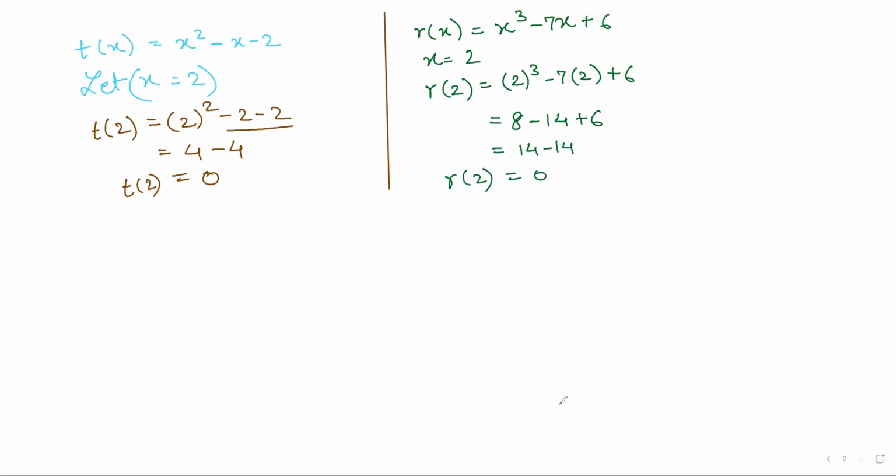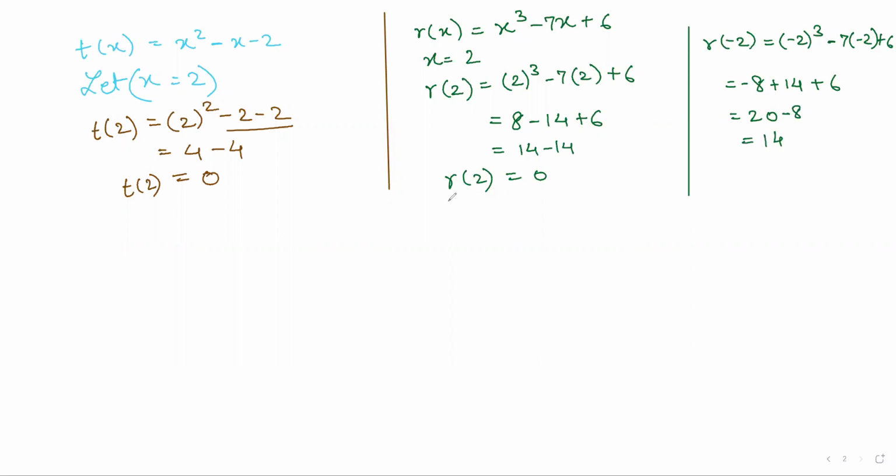What happens if we place minus 2 instead of 2? x will be equal to minus 2. So r of minus 2 is equal to minus 2 whole cube minus 7 of minus 2 plus 6. This is minus 8 plus 14 plus 6. This will be equal to 20 minus 8, which is 12. So when you placed one value of x, you got a numerical 0. But when you placed another value of x, you got a non-zero term.